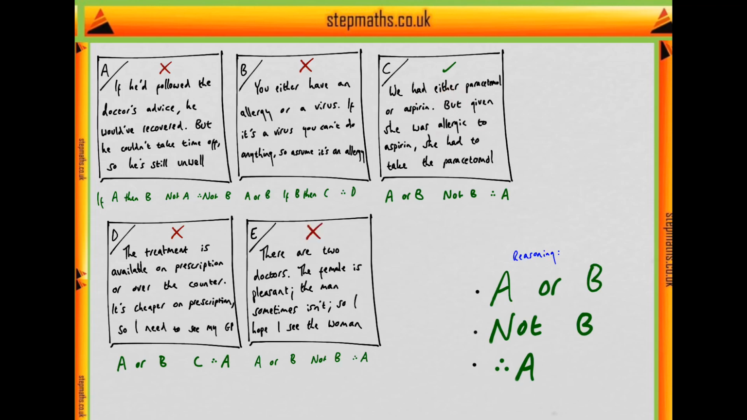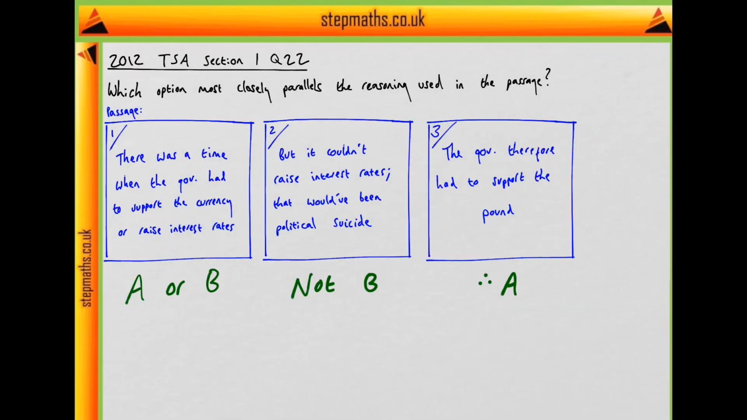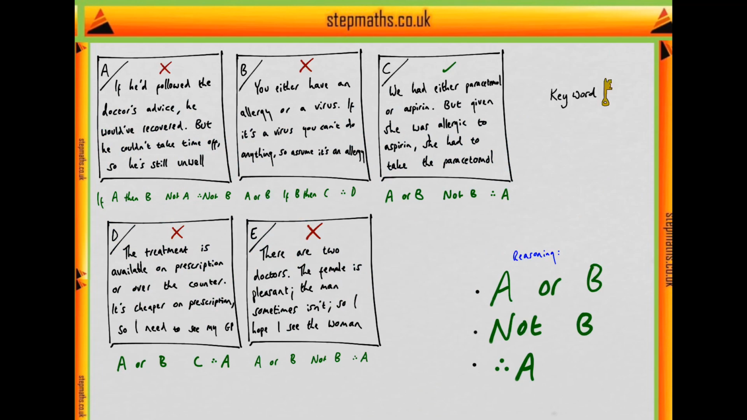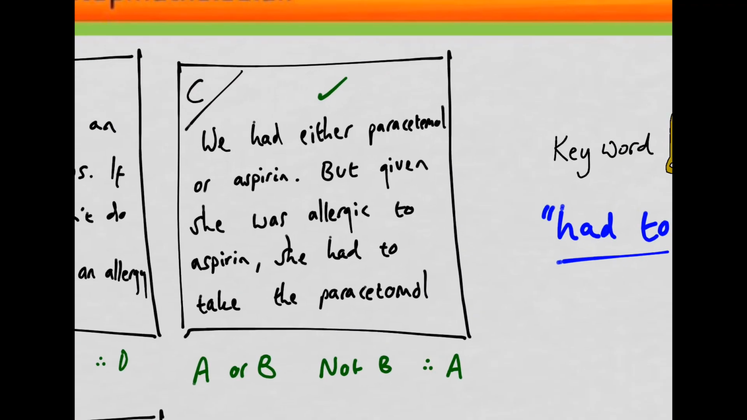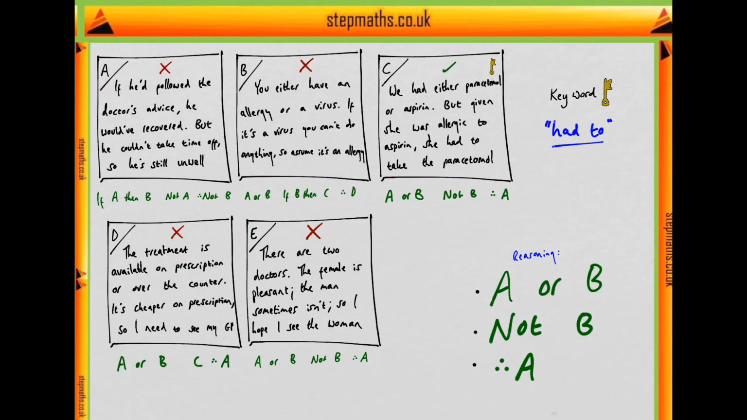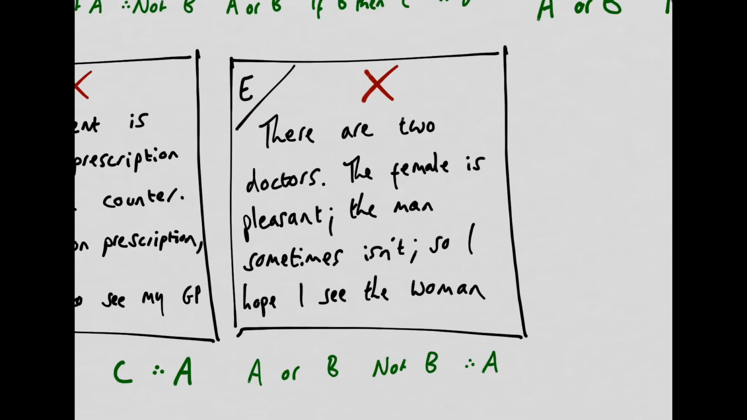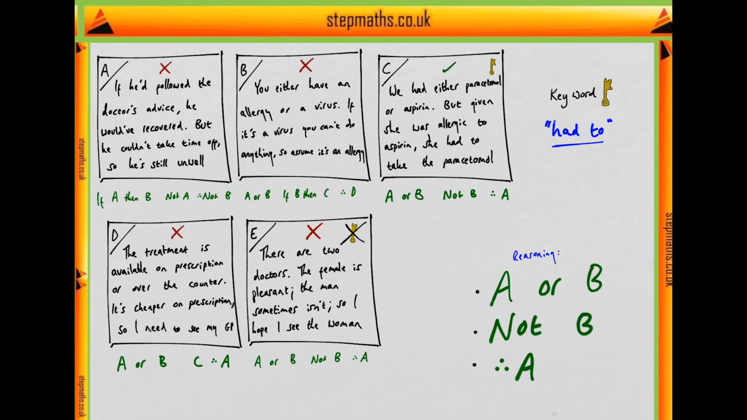C is the answer. Why is C rather than E the answer? Well, if we look back at the passage and we examine the details of what the author is saying, we'll see that the author is saying that the government couldn't do B, and that therefore they had to do A. In other words, a key phrase is "had to". And if we look at option C, we see that this option has these key words: she had to take the paracetamol. If we look at option E, however, we see that these key words are lacking. There's no talk of having to do something, only hoping to do something. And so it's option C that seems to most closely parallel the kind of reasoning used in the passage. And so the answer is C.